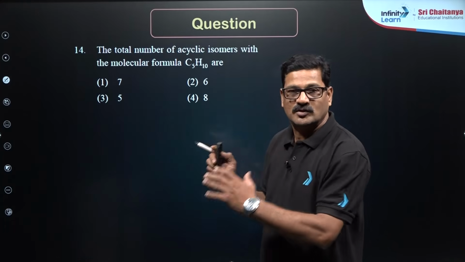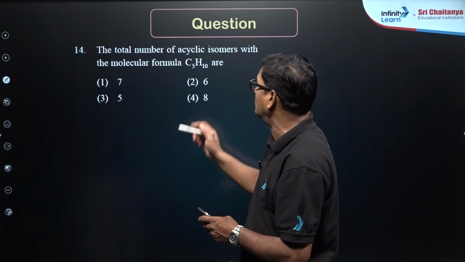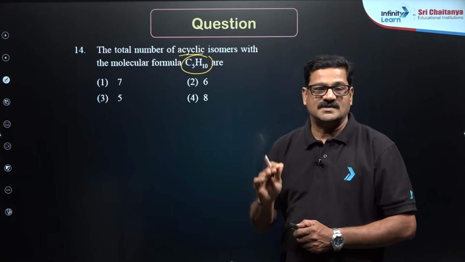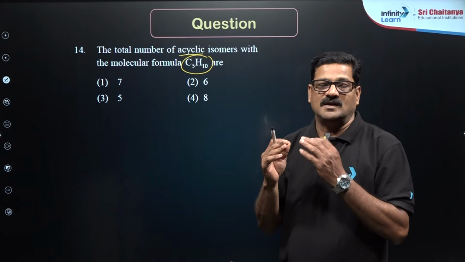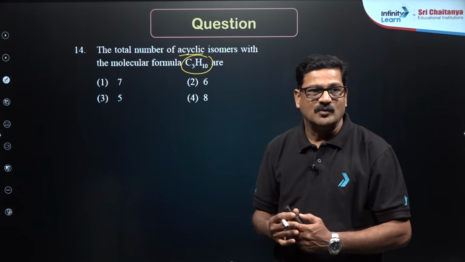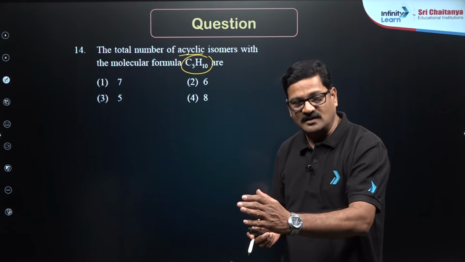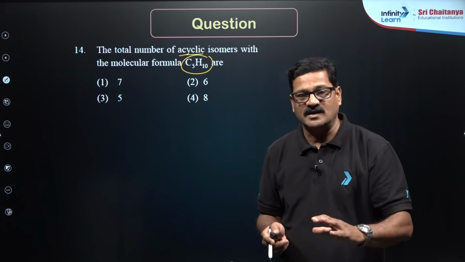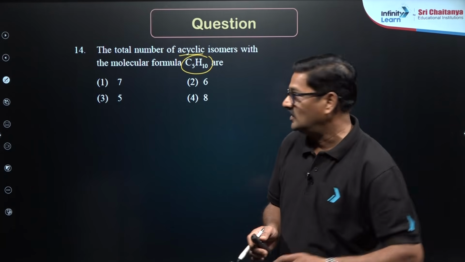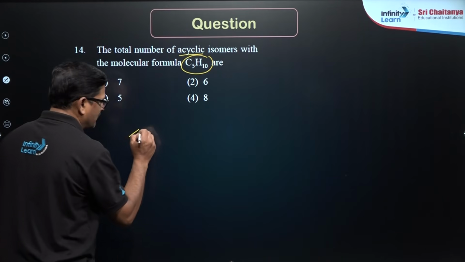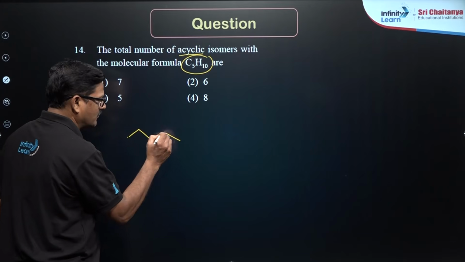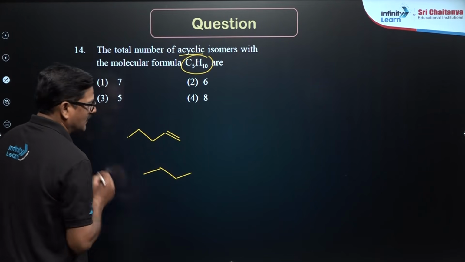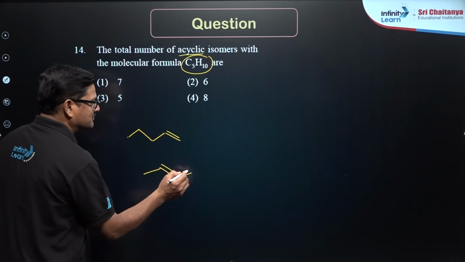Students, this is talking about the isomerism concept: the total number of acyclic isomers with C5H10. C5H10 resembles the CnH2n formula, which can have an alkene or a cycloalkane. It is said acyclic isomer, so you have to take the alkene only. So let us talk about the C5H10. 1, 2, 3, 4, 5. So this is one, and this is another one.